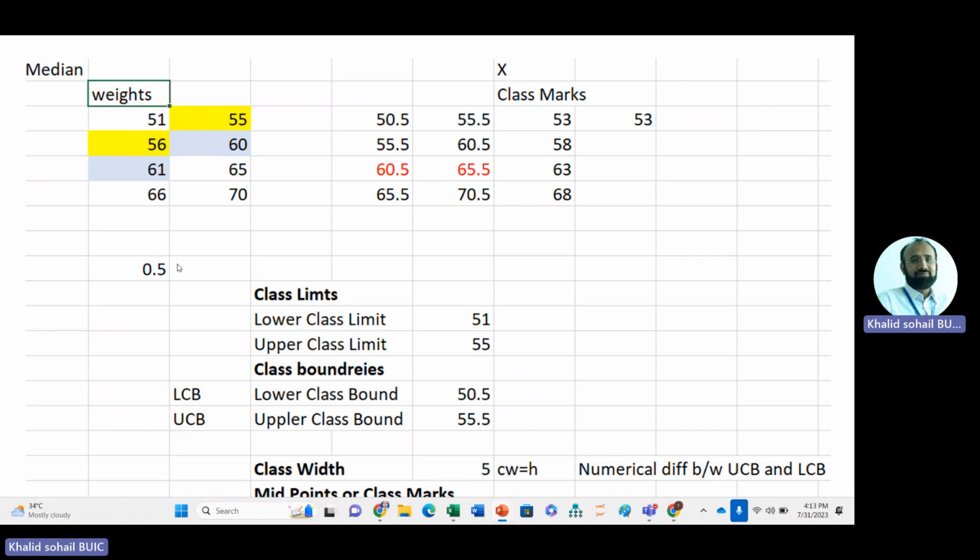Now here we have another concept, that is class width or H. It is basically the numerical value that is the difference between the upper class bound and the lower class bound. For example, this is the lower class bound and this is the upper class bound. So the difference would be 5, which gives us the class width or H.